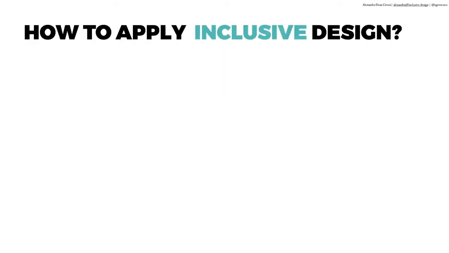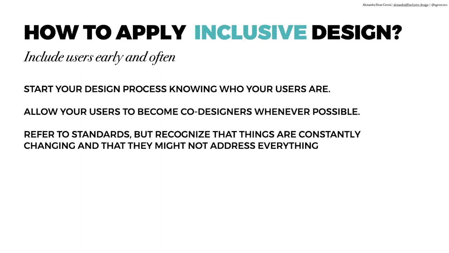So how do we apply inclusive design? Include users early and often. Start your design process knowing who they are. So like that person I showed you, if you know you want to include this person and this person, really just start. The idea is start with one group, make it a great design, and then go to the next group, make that a great design. The problem with design is that you are going to suddenly disinvite other groups of people.